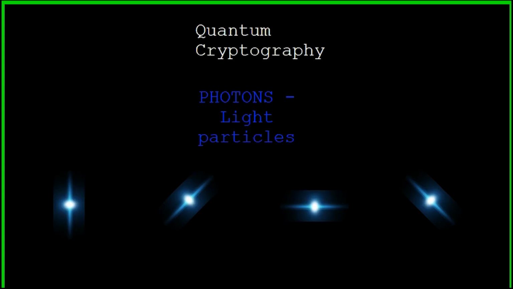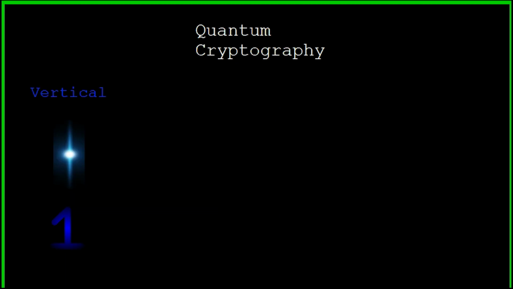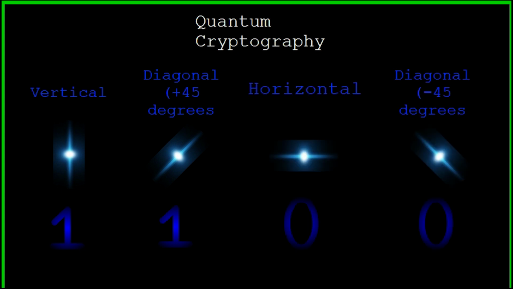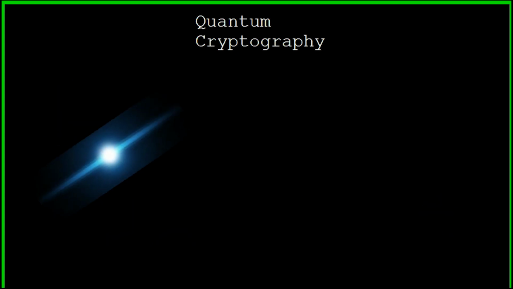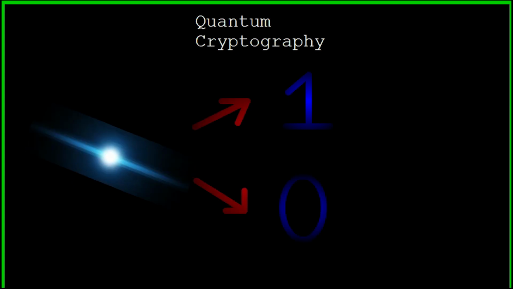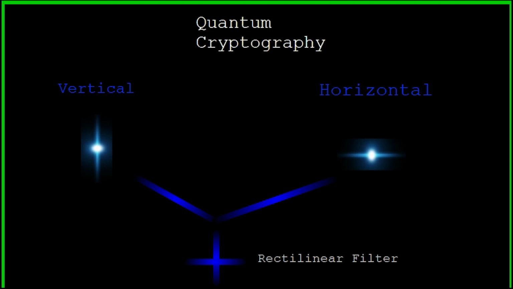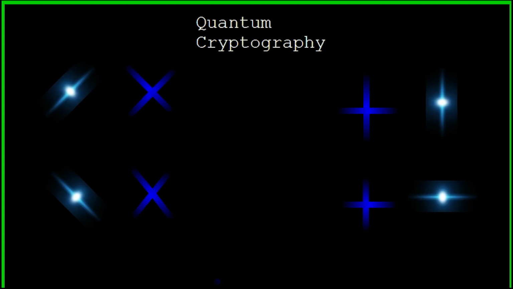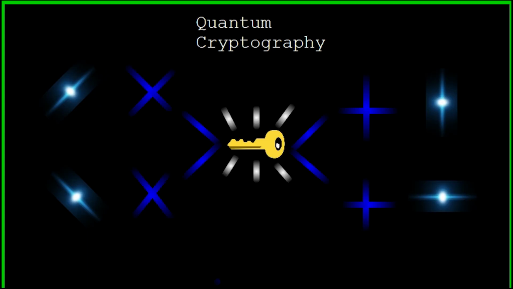Let me explain. Quantum cryptography uses photons or light particles. A photon either in vertical or diagonal plus 45 degrees spin represents 1, and horizontal or diagonal negative 45 degrees spin represents 0. A photon in a superposition needs to be polarized or filtered to determine 1 or 0. The horizontal and vertical orientations use a rectilinear filter. Diagonal orientations use a diagonal filter. Photons go through a filter to make an unbreakable private key.